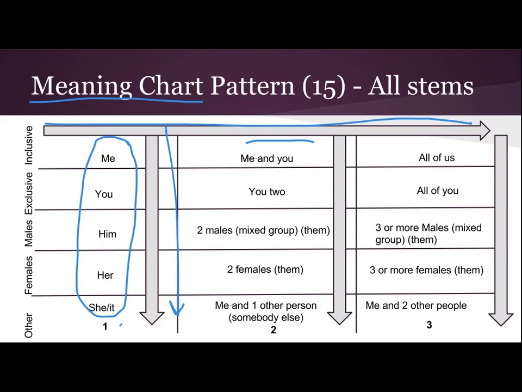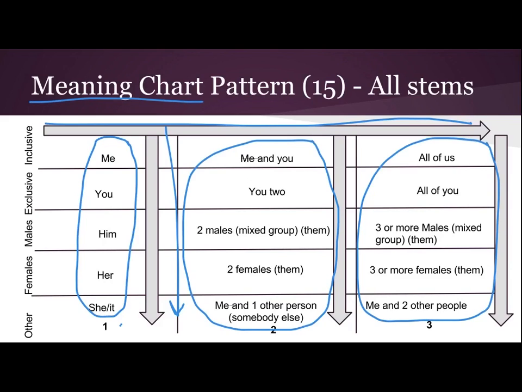If you look in the next column, these are all 2 people. So every single meaning is including 2 subjects. And so that one is labeled number 2. And the third one is what we call 3 or more. So our third column has to do with any group of people that is 3 or more. We said that they are also related by row.